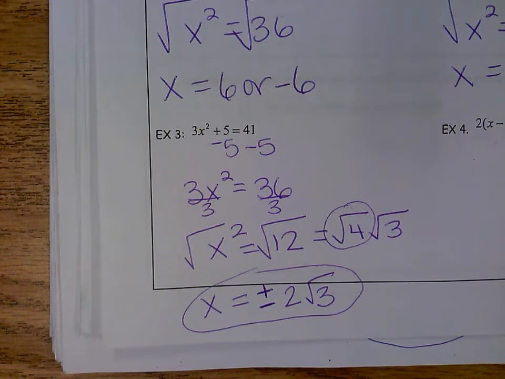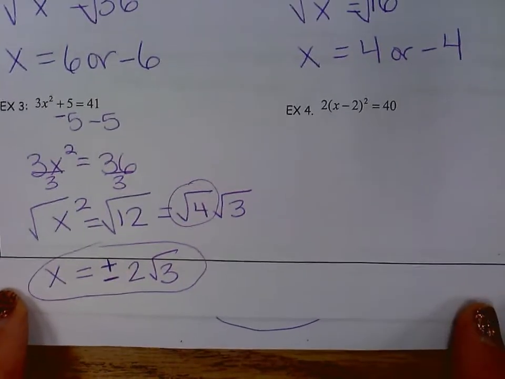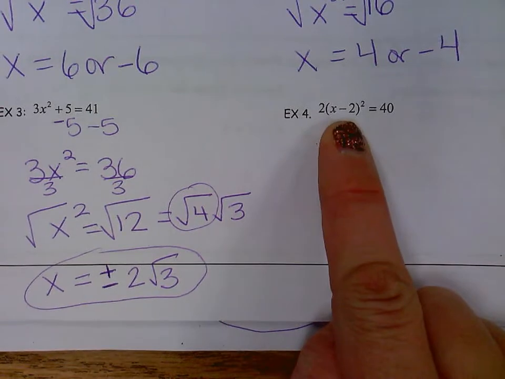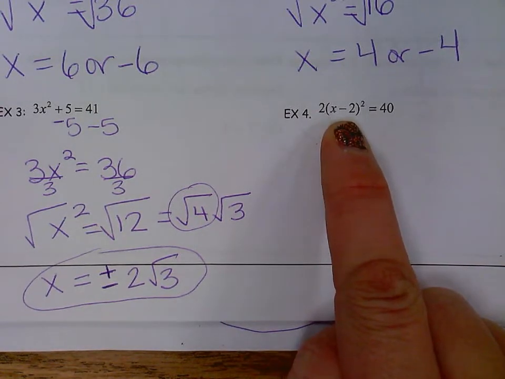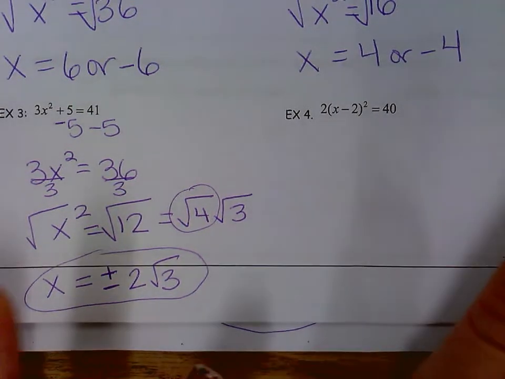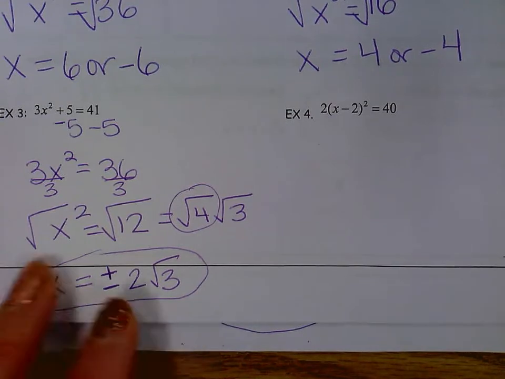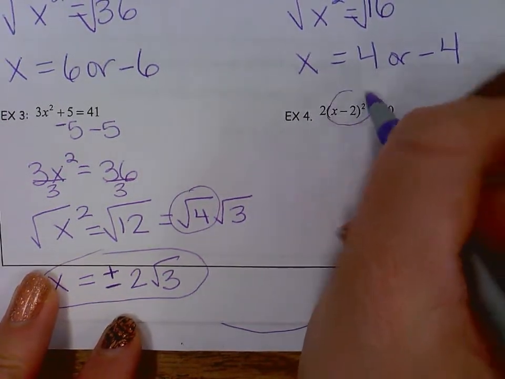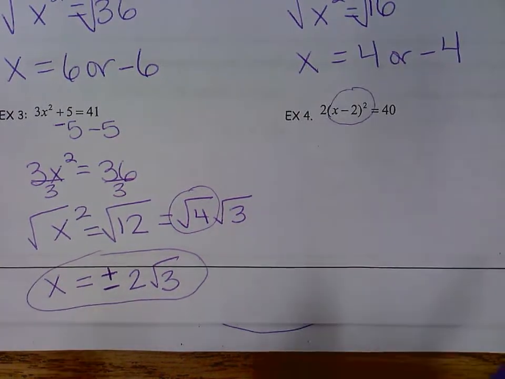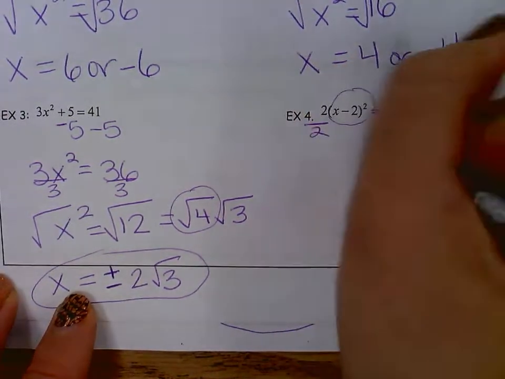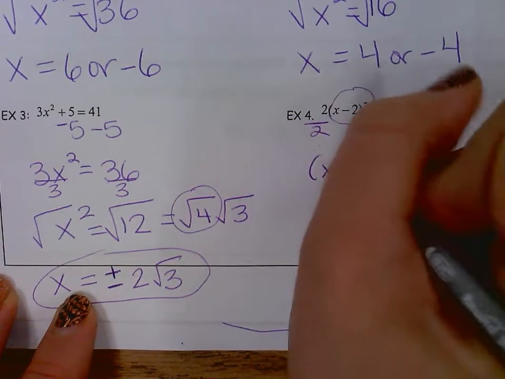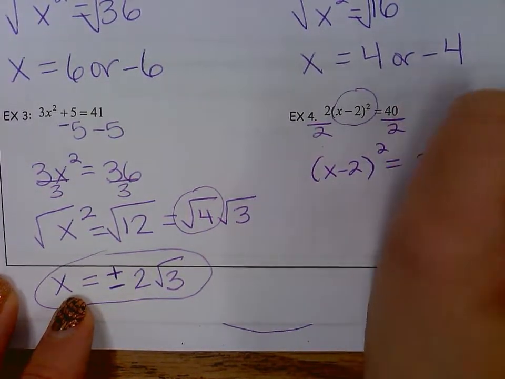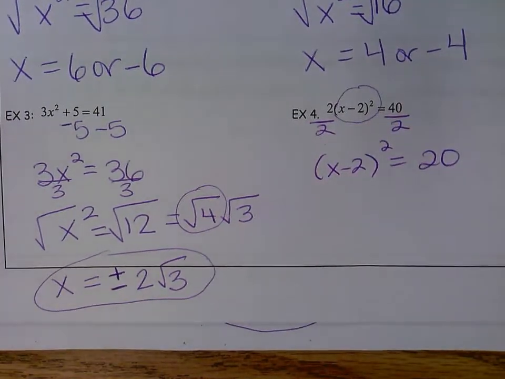Okay, and then the last one. I put this one on here because students see this square and they want to FOIL it out. And I'm telling you, don't FOIL it out. What do I do first to get x? This is the whole term right here is x squared. So what do I do to get it by itself? Divide by 2 first. X minus 2 squared equals 20. What would I do next?